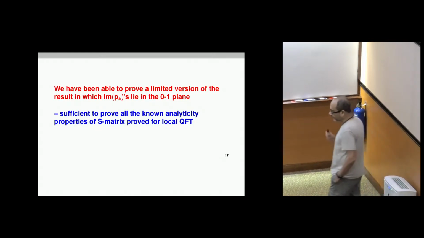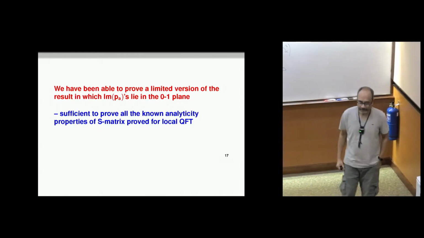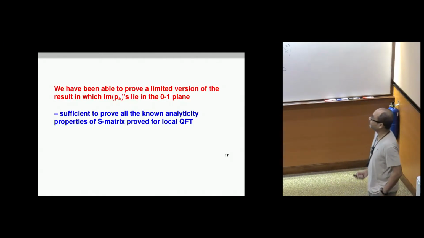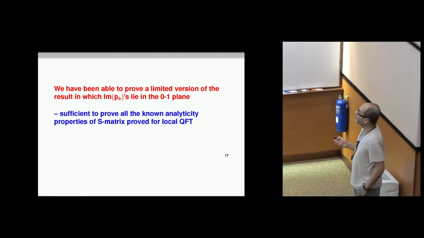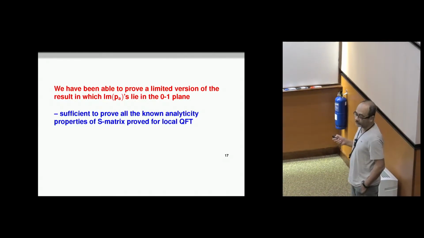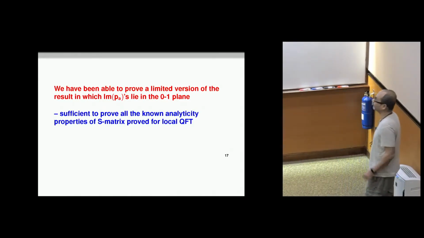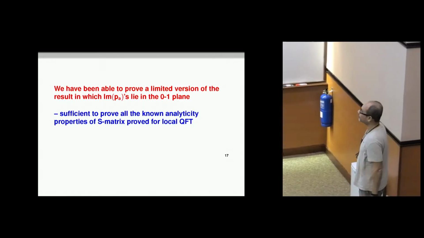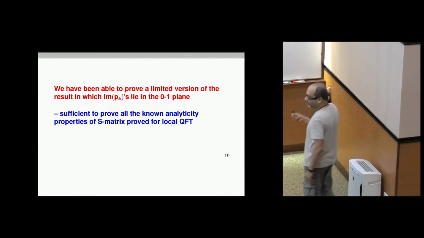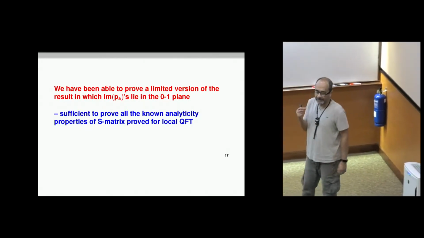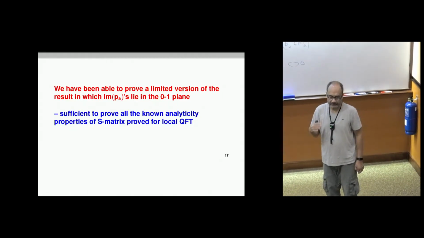So what we have been able to prove is not the most general result, but a limited version of the statement. What we have been able to prove is that the Green's function is analytic inside the primitive domain of analyticity when the imaginary part of all the external momenta lie in a two-dimensional Lorentzian plane, which we can take to be the 0-1 plane, but any other two-dimensional Lorentzian plane is good enough. Which basically means that the imaginary parts of all the external momenta are given by just linear combinations of two independent vectors.